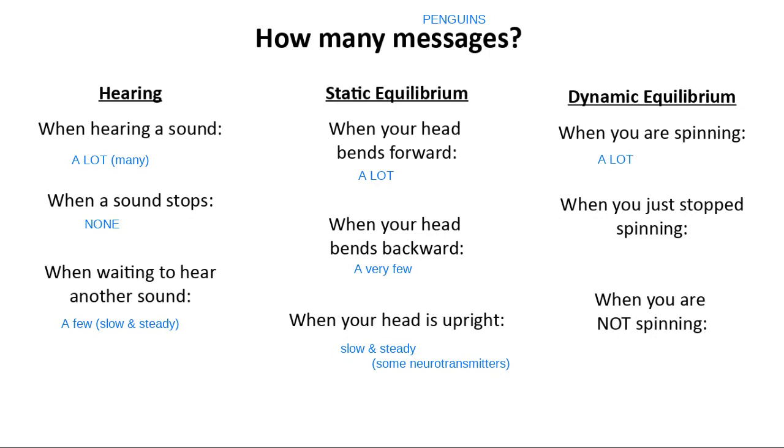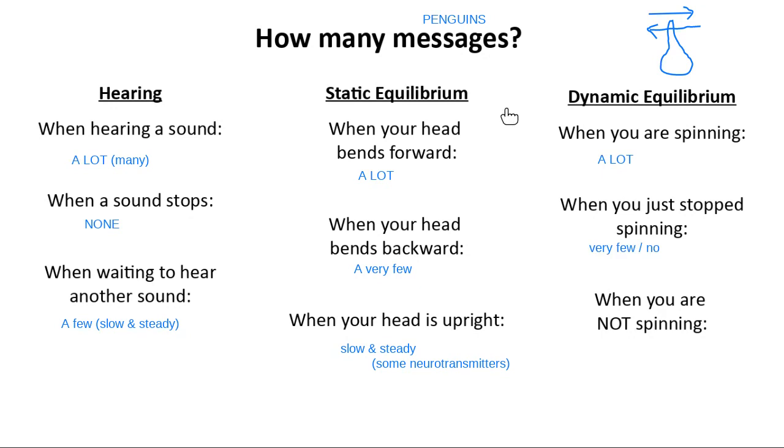When we just stop spinning, if you're remembering dynamic equilibrium, remember how that had the little thing called the cupula? Kind of looks like a little fire thing. When I'm spinning, my cupula bends this direction, and that bends open the channels on my hair cells, so we send out a lot of messages. When I stop spinning, remember that the cupula bends the other direction. When it bends the other direction, that's going to cause me to spit out very few or even no neurotransmitters. So very few or no neurotransmitters.